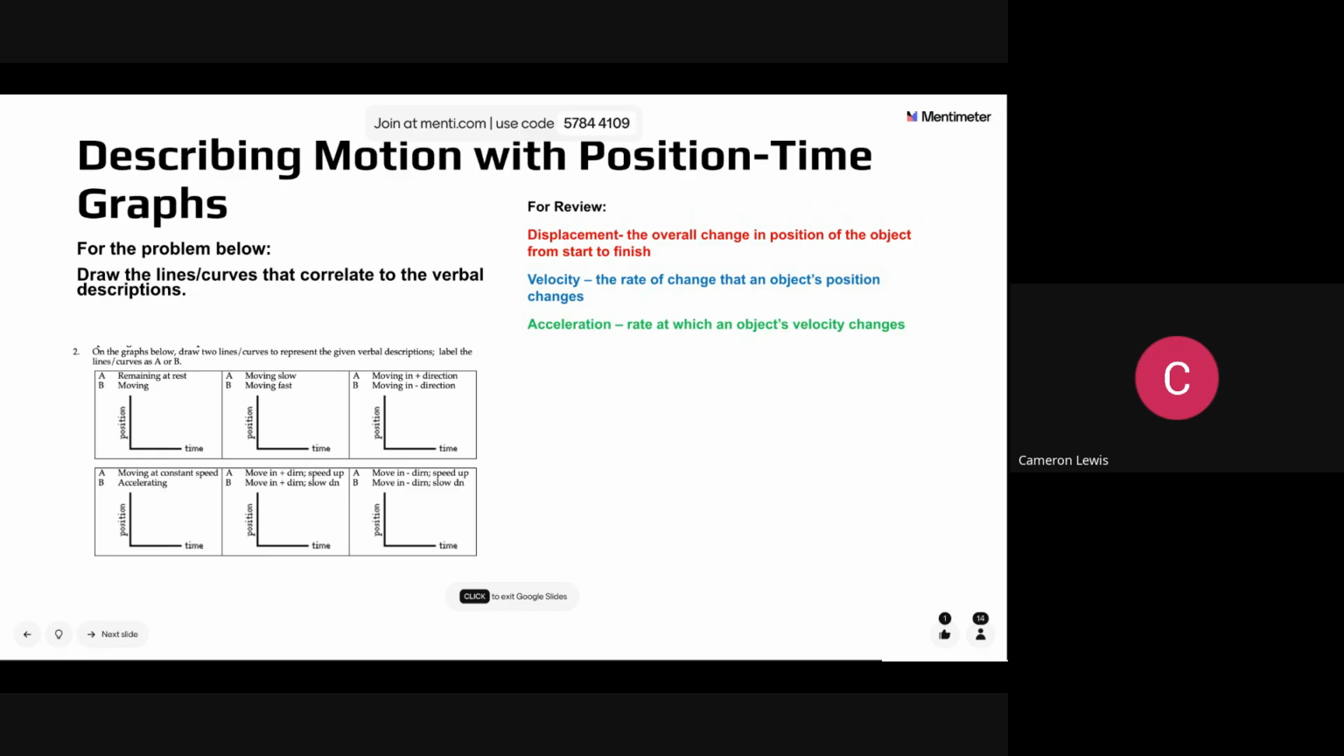So we want to draw the lines of the curves that correlate to the word descriptions. How would the position and time graph look if an object is either remaining at rest or moving, or if it's moving slow and then moving fast? Is it a straight line? Is it a curve? Is it a horizontal line? What would it look like? I'm going to put you in breakout rooms real quick and just do it one more time.